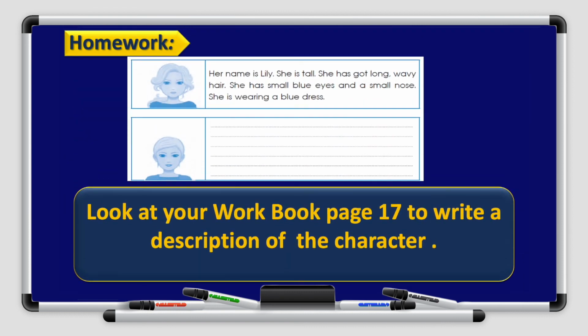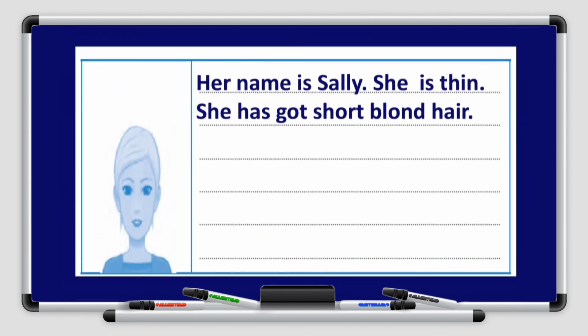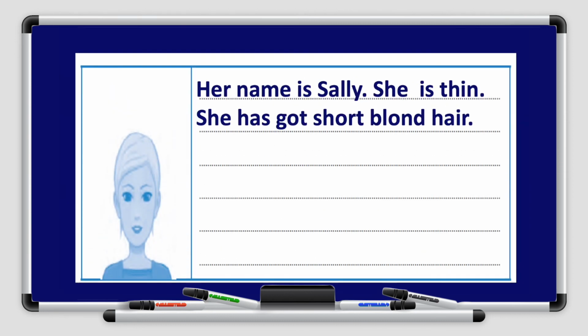You have homework, boys and girls. Look at your workbook, page 17. Write a description of the character. Don't forget to look at the given example and use it to help you write the description of the character. I will do the first one with you. Her name is Sally. She is thin. She has got short blonde hair. You can write the rest by yourself.